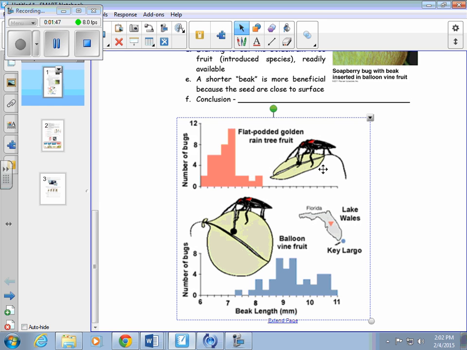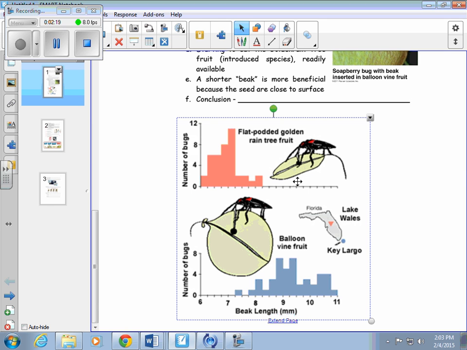It's a golden rain tree fruit, and it's a very obvious difference in shape. It's not as round. It's actually thinner, more narrow. It also has seeds in the middle, and that's why the soapberry bug likes to eat it, but the seeds aren't as deep. So now the bugs that have the shorter beaks have an easier time retrieving the seeds. The bugs that have the longer beaks, when their beak goes into the fruit, their beak actually goes past the middle. So they're not retrieving the seeds.